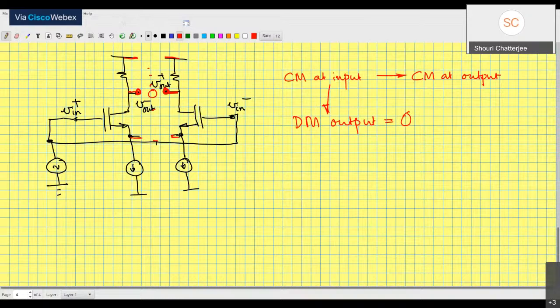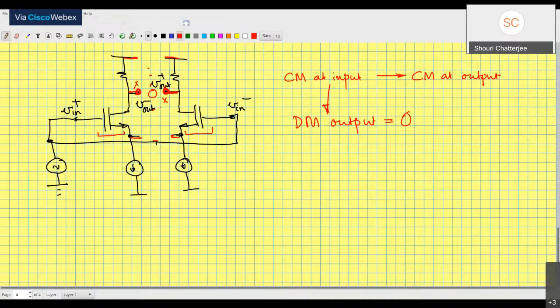But that is not what happens. All right. Why does it not happen? It doesn't happen because there are going to be mismatches between these two. And if these two are not exactly equal to each other, then these two outputs are not going to be exactly equal to each other, in which case there is going to be a slight imbalance. All right, and you will therefore observe some differential mode output.